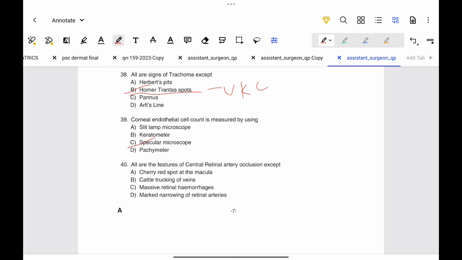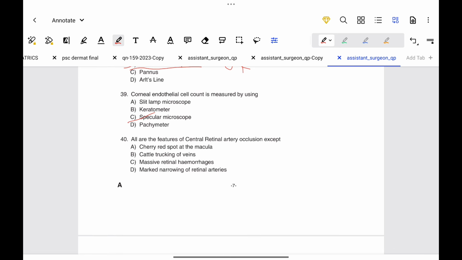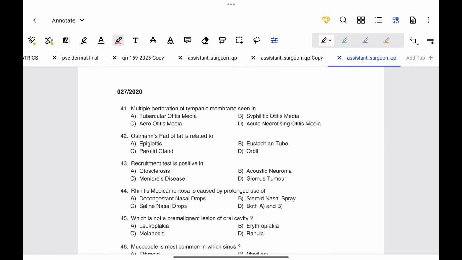Okay, then all other features of central retinal artery occlusion except central cherry red spot at the macula. This is correct. Cattle trucking of blood column, correct. There is marked massive retinal hemorrhage. This is wrong. There is marked narrowing of the retinal artery. This is correct. Here the except option is option C. Okay. Next. Multiple perforation of tympanic membrane is seen in tuberculous otitis media.